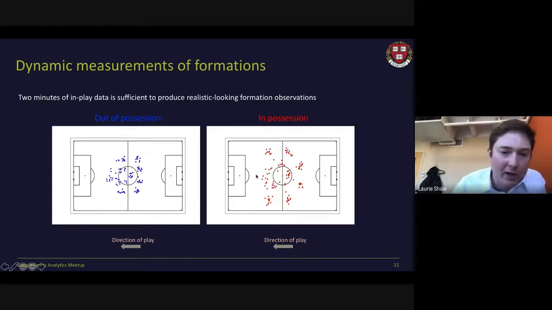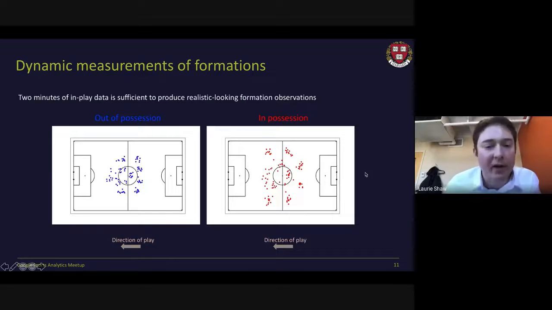And it's also pretty clear that the defending formation is considerably more compact, with a much smaller convex hull than the attacking formation. But really, the take-home point from this slide is that there's no evidence for any change of formation in this game. All the formation observations are completely consistent with one another.